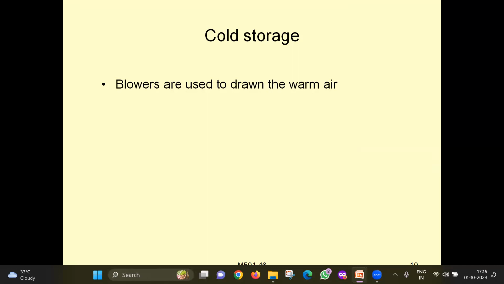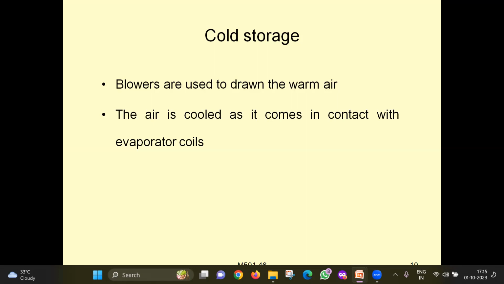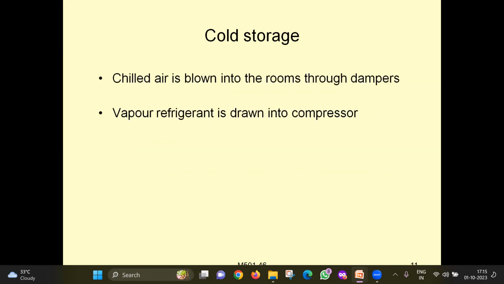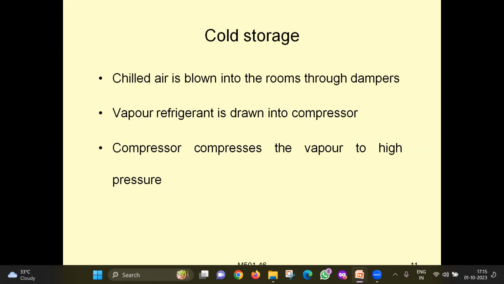So in cold chamber, the air gets heated by the products. So that air is then cooled by the evaporator coil, and this cold air once again sent into the cold chamber, where again it absorbs the heat from the products. Like this, the cooling is maintained. So this is what was explained. And there are certain dampers which are provided.